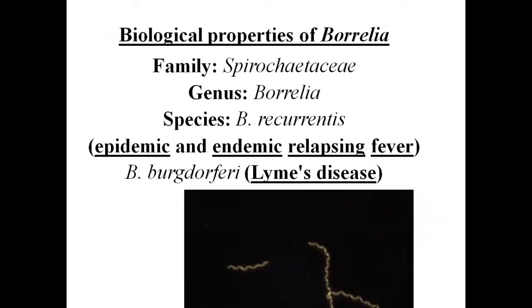So another pathogen is Borrelia. Biological properties of Borrelia. This pathogen also belongs to the family Spirochaetaceae. It has the same shape.